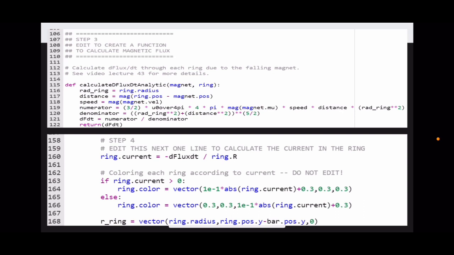In step 3, we're going to calculate the magnetic flux. This is the biggest part of the code because as the magnet falls, the change in magnetic field creates a change in flux. So this is the code to calculate the change in flux.